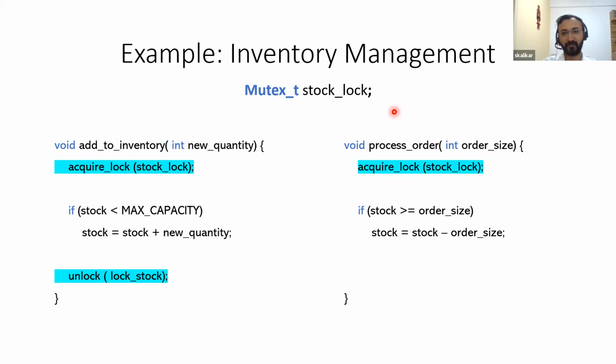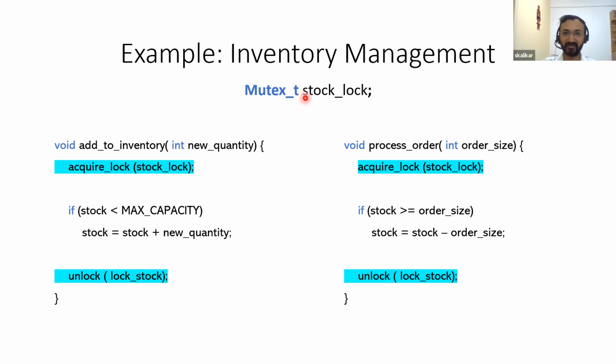Similarly, for process order, you design the same protocol. You acquire the lock before you access the shared variable stock, and finally you unlock it, right? Placing this lock and unlock at proper places comes under the premises of designing a lock protocol. In this case, the lock protocol is simple: before using any shared data, you lock the lock associated with that shared data and then unlock it.